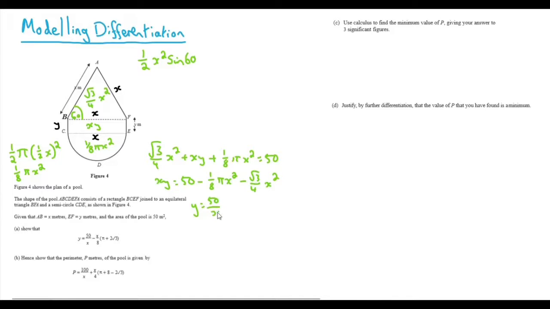And now that's 50 over x minus an eighth pi, and x squared divided by x is a single x, and minus root 3 over 4, same again, that just becomes a single x. Lastly, we're just going to factorize, so we get y equals the 50 over x, and then we'll take out minus x over 8, because that's the factor we can see here. So x over 8, if we took out the minus an eighth x, that just leaves us with pi here. And here, take away the minus is now a plus, take away the x, that's going to go.